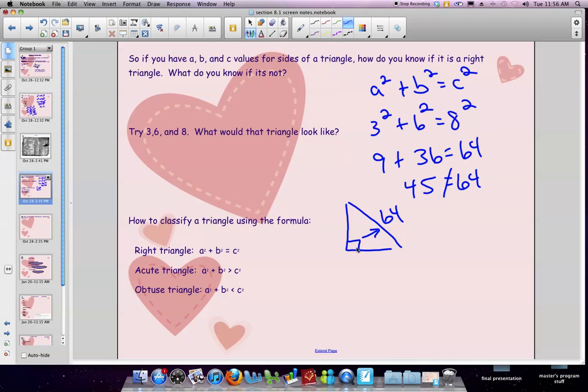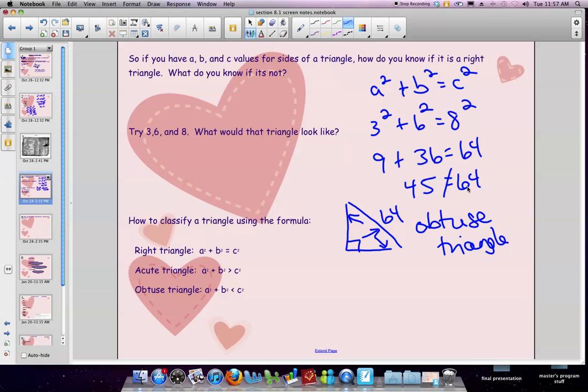Therefore, that means that this right angle had to stretch to accommodate this longer side. Since the right angle had to stretch out to accommodate the side that was too long, that means it's an obtuse triangle. Okay, so if your c squared value is too big for your a and b squared values, then that means it's an obtuse triangle because that right angle had to get bigger.